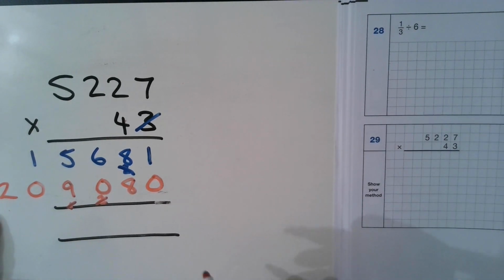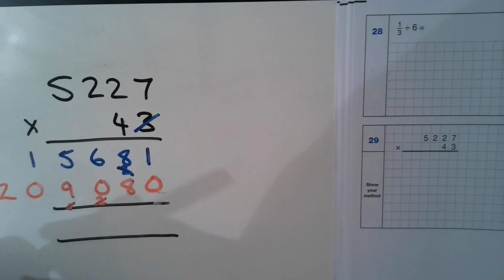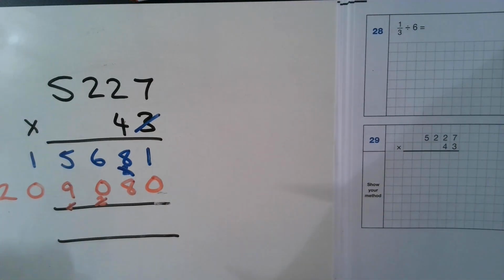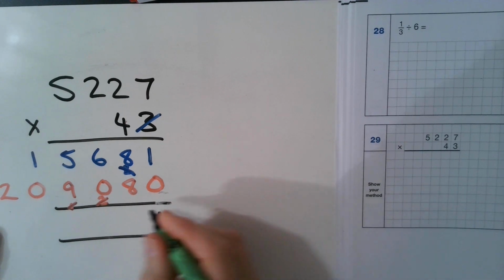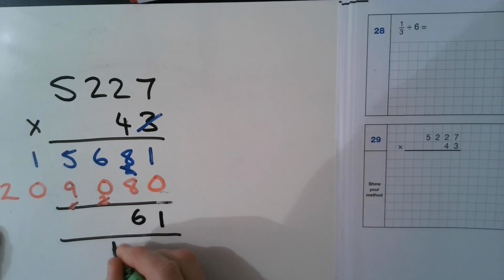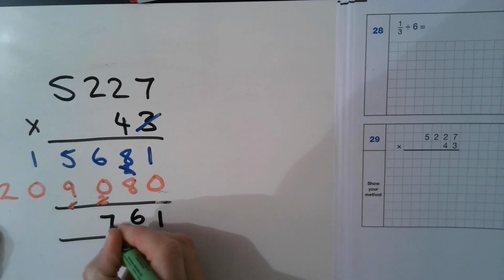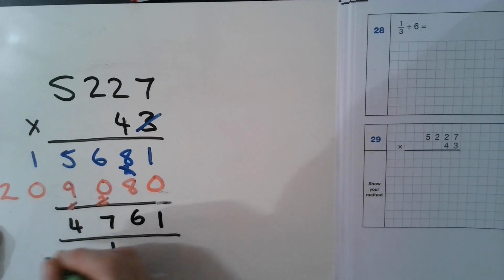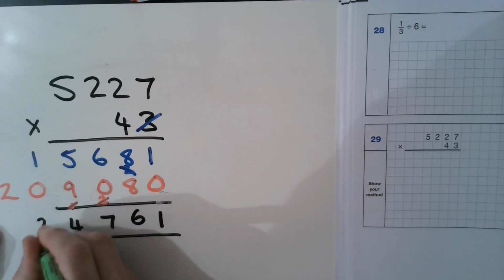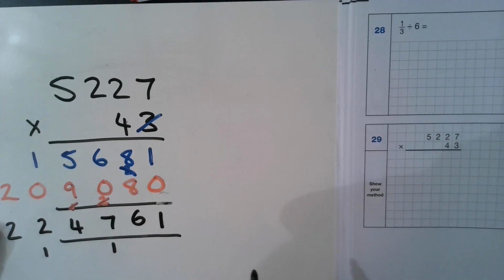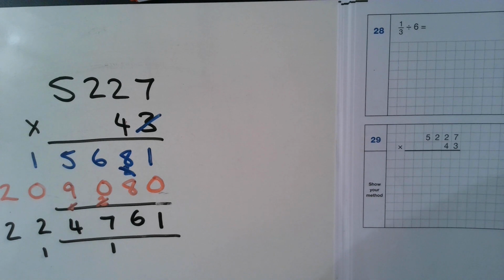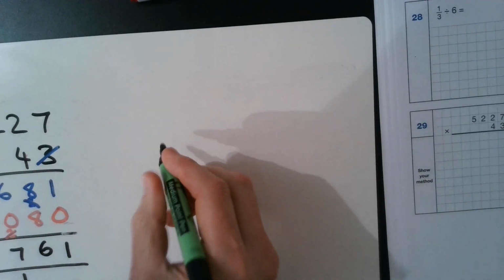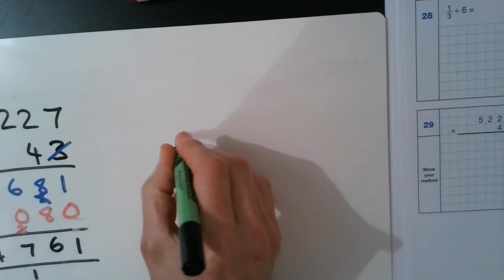Okay, and now if we add those together, you see we get the back. So 1 add 0 is 1. 8 add 8 is 16. 6 add 1 is 7. 5 add 9 is 14, 1 add 1 is 2, and we've got the 2 there. So that gives us 224,761.